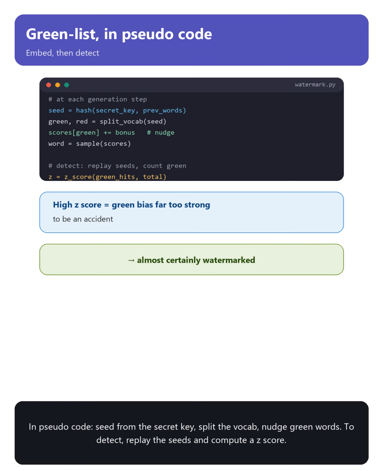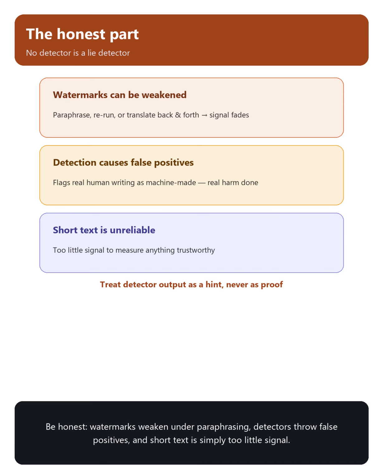Here is a tiny mental model of the green list approach in pseudocode. For each step, take the secret key and the previous words, use them to seed a random generator, split the vocabulary into green and red, then add a small bonus to the score of every green word before sampling. To detect, you replay the same seeds, count how many words landed in green, and compute a z-score. A high z-score means the green bias is far too strong to be an accident, so the text is almost certainly watermarked.